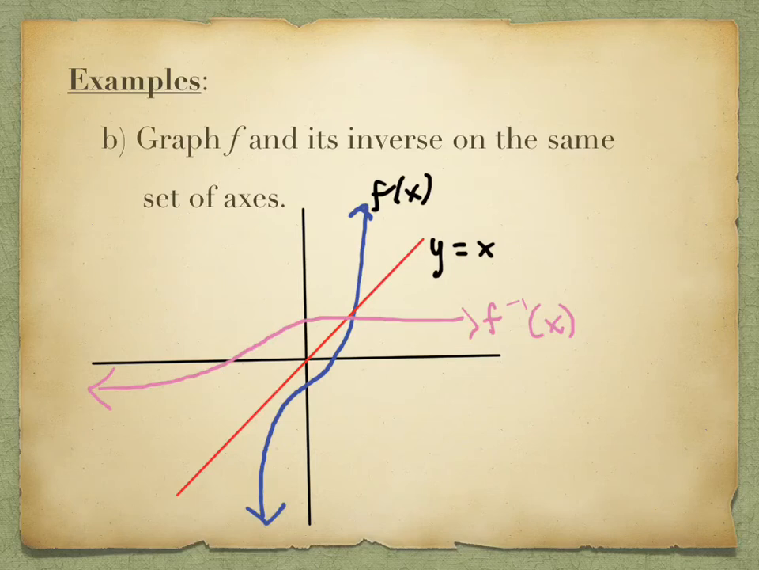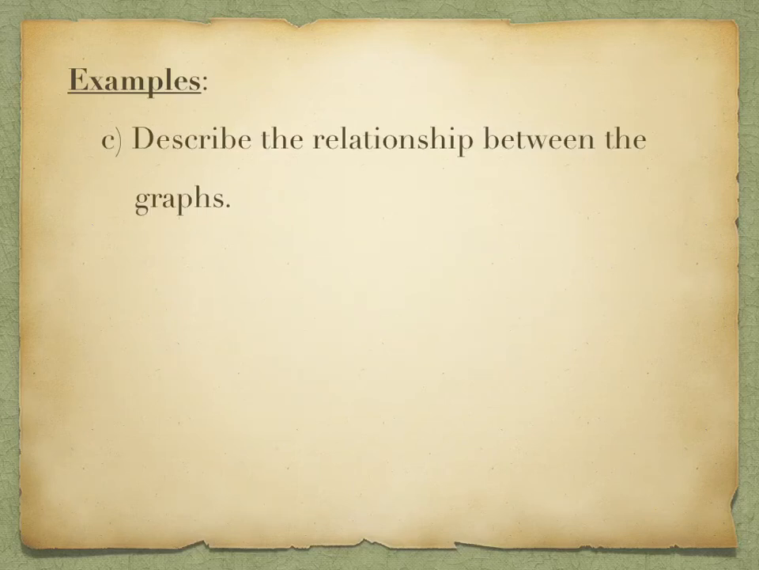All right, I want us to take a look at a couple more features about this because there are some really interesting things that go on. This says describe the relationship between the graphs. We've already talked about this. So what would be a verbal description of how these graphs are related? They are inverses. What does that mean from a picture point of view?